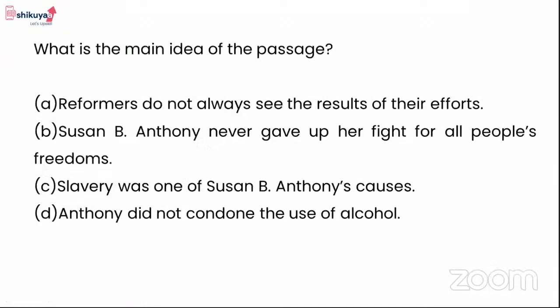Okay, chalo, let us try this. What is the main idea of the passage? That is what I just asked you. Reformers do not always see the results of their efforts. Susan B. Anthony never gave up her fight for all people's freedoms. Slavery was one of Susan B. Anthony's causes. Anthony did not condone the use of alcohol. What do you say? What is the main idea of the passage? Come on, the passage is really small. You can really tell me.